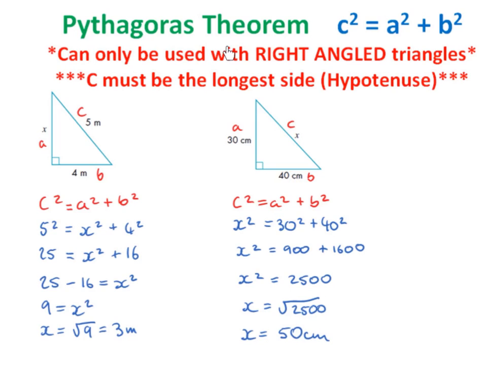It can only be used with right angle triangles. So here we have a triangle with a right angle. We know it's a right angle because it has a little square. And here we have another triangle with a right angle. Again, it has a little square. Sometimes it's written as an L.